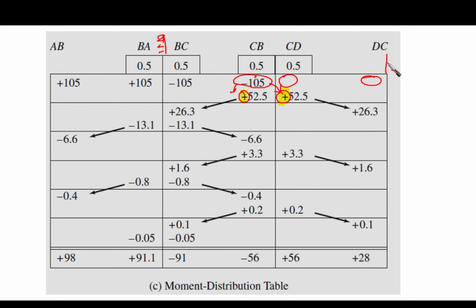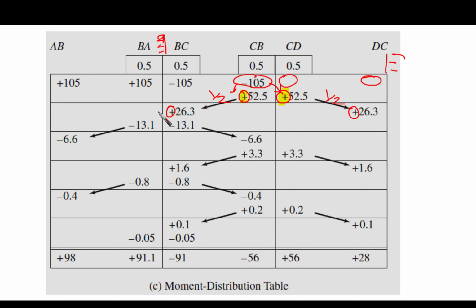And here the far end is fixed also. So here it is half here and half here with the same sign. 26 here and 26 here. Then you will find that in the next cycle we want to balance point B and C.